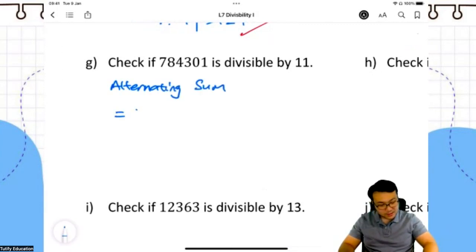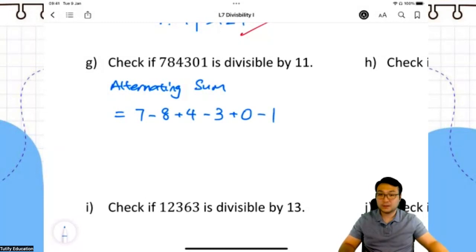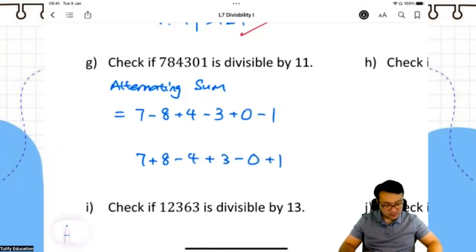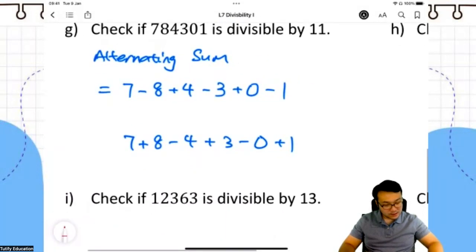It means positive. Okay, this is a positive number, students. Positive, negative, positive, negative, positive, negative. Do not make this mistake. I'm asking you for alternating.